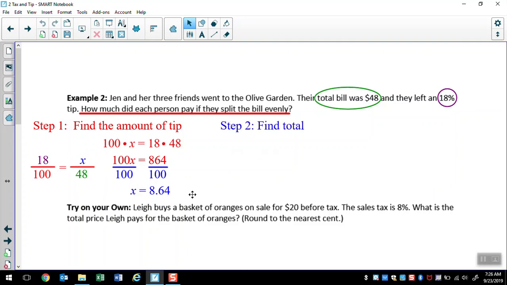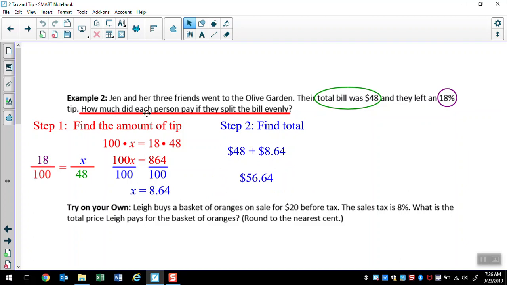All right, so now we found the amount of tip. The next thing we have to do is find what the total amount is. So what was the total? We're going to take that $48 and add that amount of tip to it. That gave us a total of $56.64. So now we know how much they paid altogether.